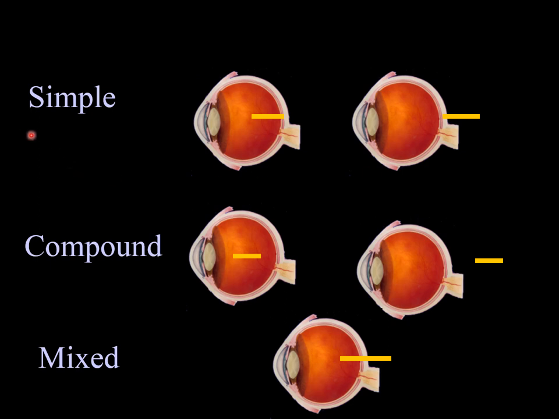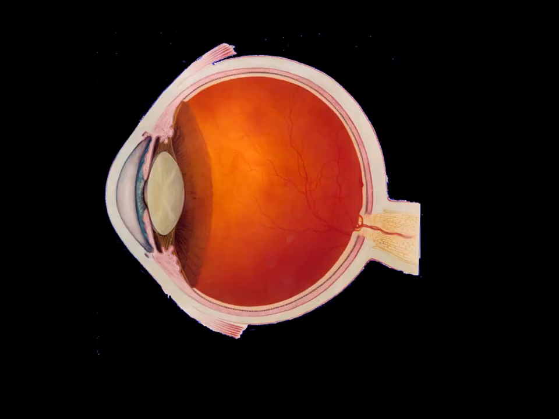Simple astigmatism means one of the two meridia is on the retina, the other one can be on the myopic side or the hypermetropic side. Compound astigmatism means both meridia are on the myopic side or on the hypermetropic side. Mixed astigmatism means one of the meridia is on the myopic side and the second on the hypermetropic side. So this is the relation.